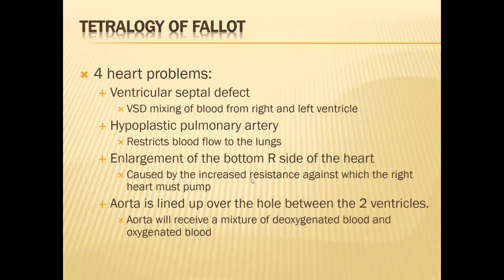The third one, enlargement of the bottom right side of that. This is written kind of for lay people, so that's why I have to read it and turn it into terms that you guys understand. So right ventricle becomes enlarged because it's trying to push blood into the pulmonary artery, and the blood isn't getting into the pulmonary artery very well. So that causes the right ventricle to have to work really hard, and then you get that increased thickness of the heart muscle around the right ventricle. Question? Hypertrophy of the muscle. Yes, hypertrophy of the right ventricle. Very good.